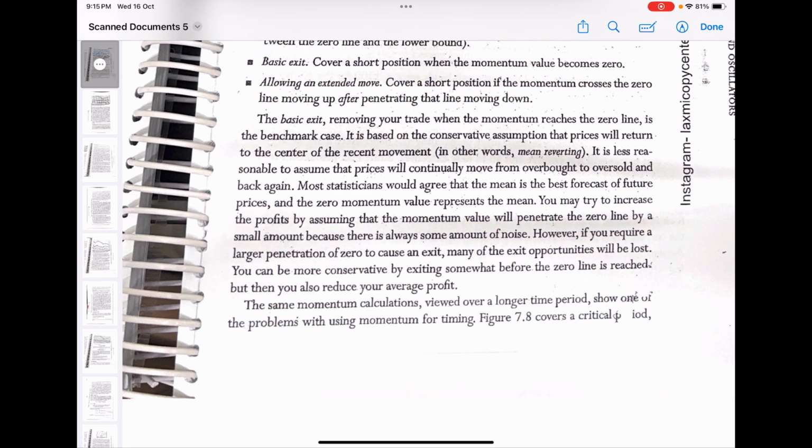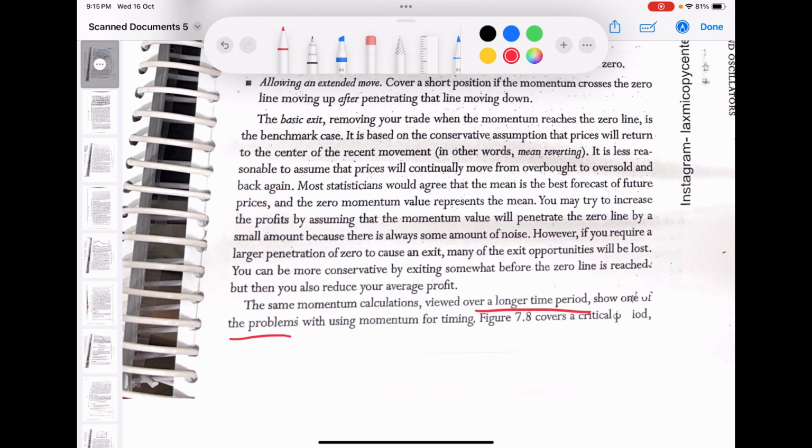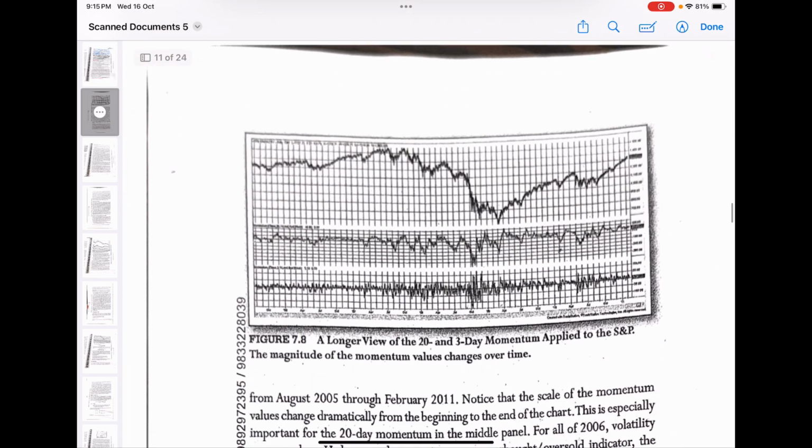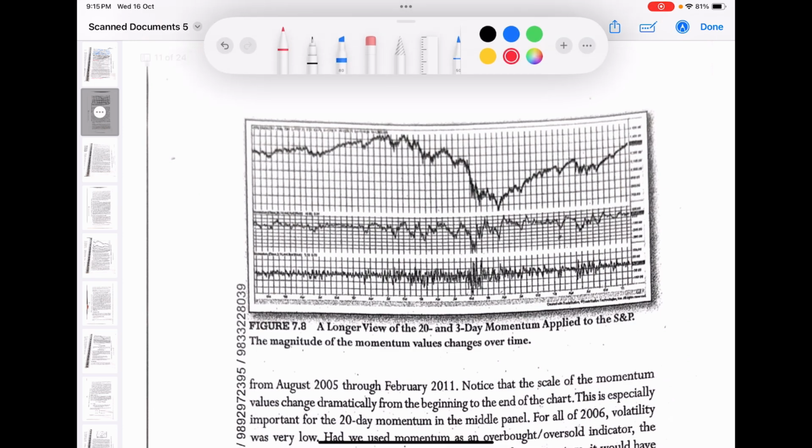The same momentum calculations viewed over a longer time period show one of the problems of using momentum for timing. Figure 7.8, let's look at this. A longer view of the 20 and 3-day moving average applied to the S&P. The magnitude of momentum values changes over time. Now what is the issue here? Let's see that. From August 2005 to February 2011, notice that the scale of the momentum value changes dramatically. So you can see that momentum over here changed dramatically, right?